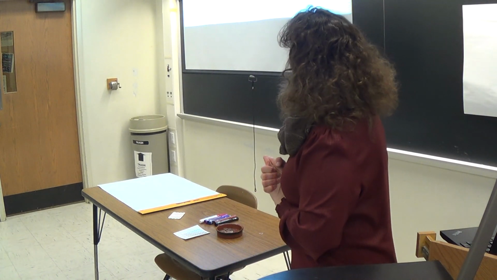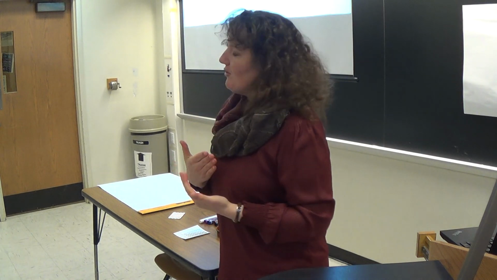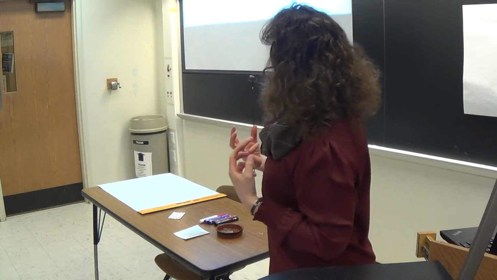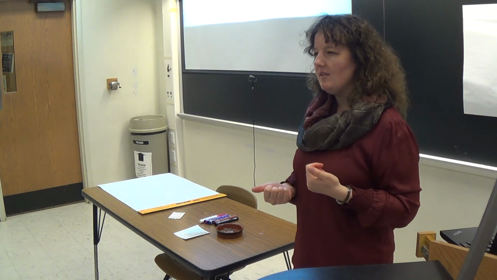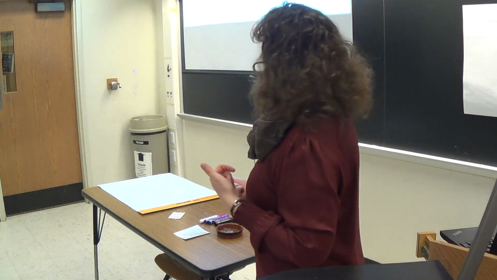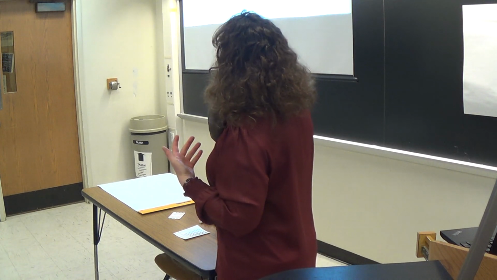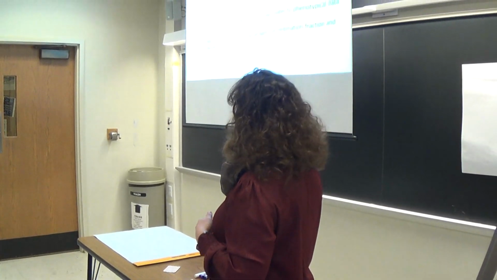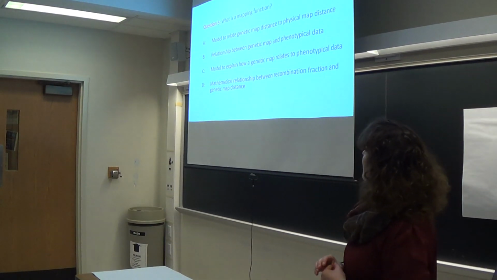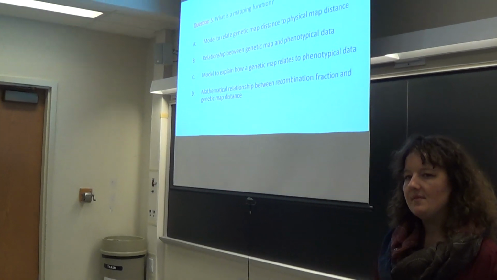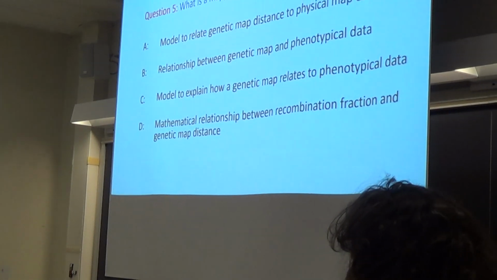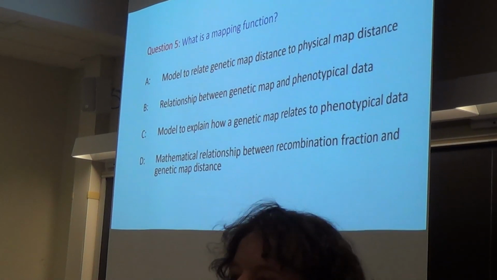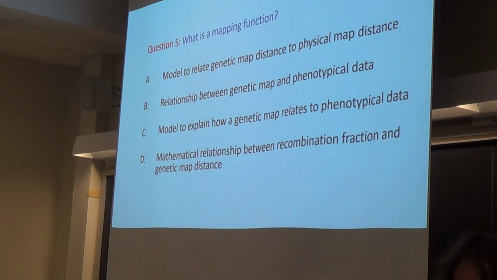Now we're going a little bit more into detail. What is a mapping function? We talked about it in class. Is a mapping function a model that tries to relate the genetic map distance to a physical map distance? B, is it the relationship between a genetic map and phenotypical data? C, it's a model to explain how a genetic map relates to phenotypical data? Or D, it's a mathematical relationship between recombination fraction and genetic map distance. What do you think?